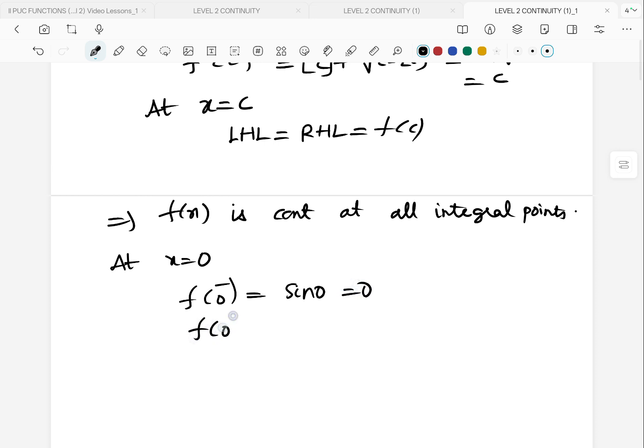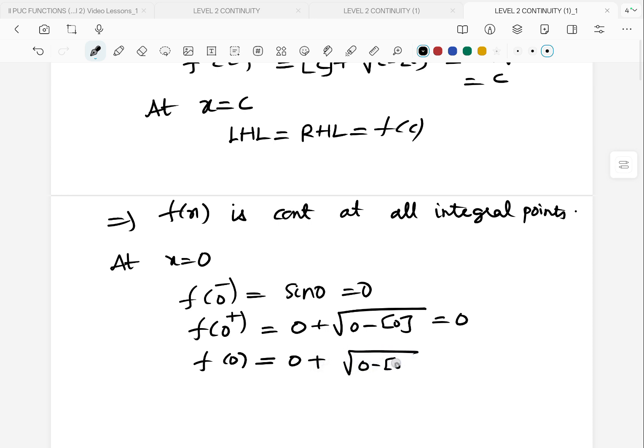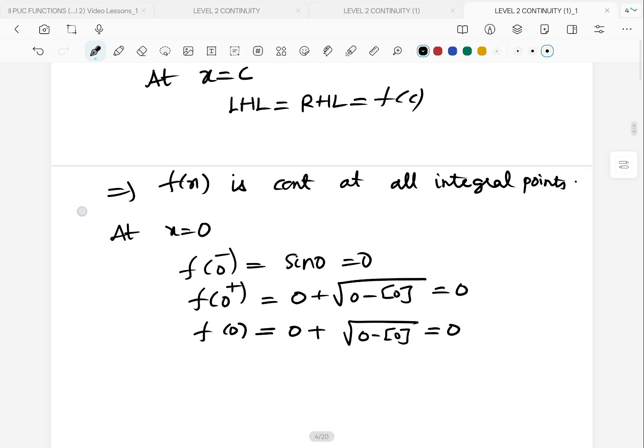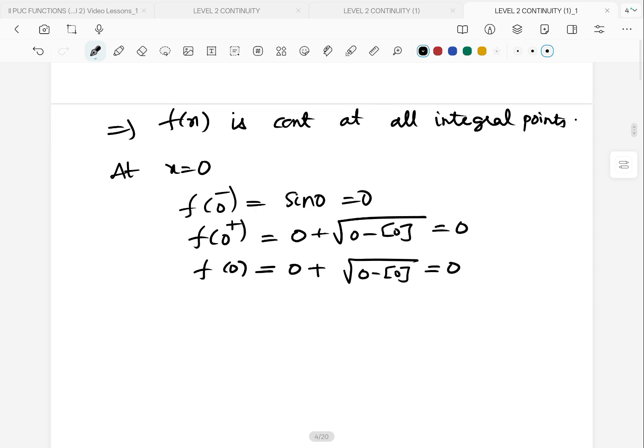And the right hand limit, f of 0 plus, is step x plus root of x minus step x. This is also 0. And what about f of 0? If you put exactly x as 0, you will still get 0 plus root of 0 minus step 0, which is also equal to 0. So at 0 also the function is continuous, because left hand limit, right hand limit, and value of the function are all equal. So LHL equal to RHL equal to value of the function.